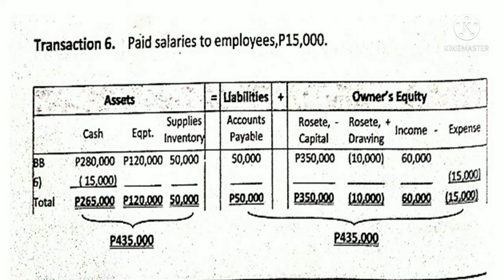Then the owner's equity. So the capital 350,000, drawing 10,000, plus the income, then there are expenses, since the salary of employees is an expense in the operation of the business. So we remember that owner's equity increases when there is additional investment or income, but decreases when there are losses or expenses. So we also deduct the expenses of 15,000 pesos. So we can see the total assets is 435,000 pesos equals liabilities plus owner's equity, a total of 435,000 pesos as well.